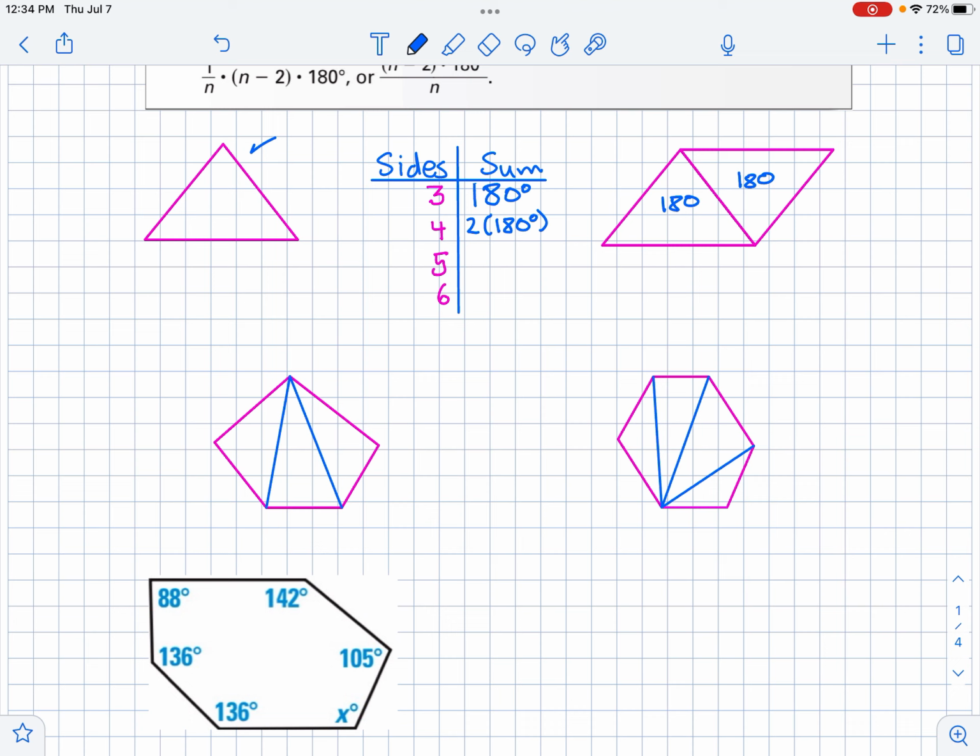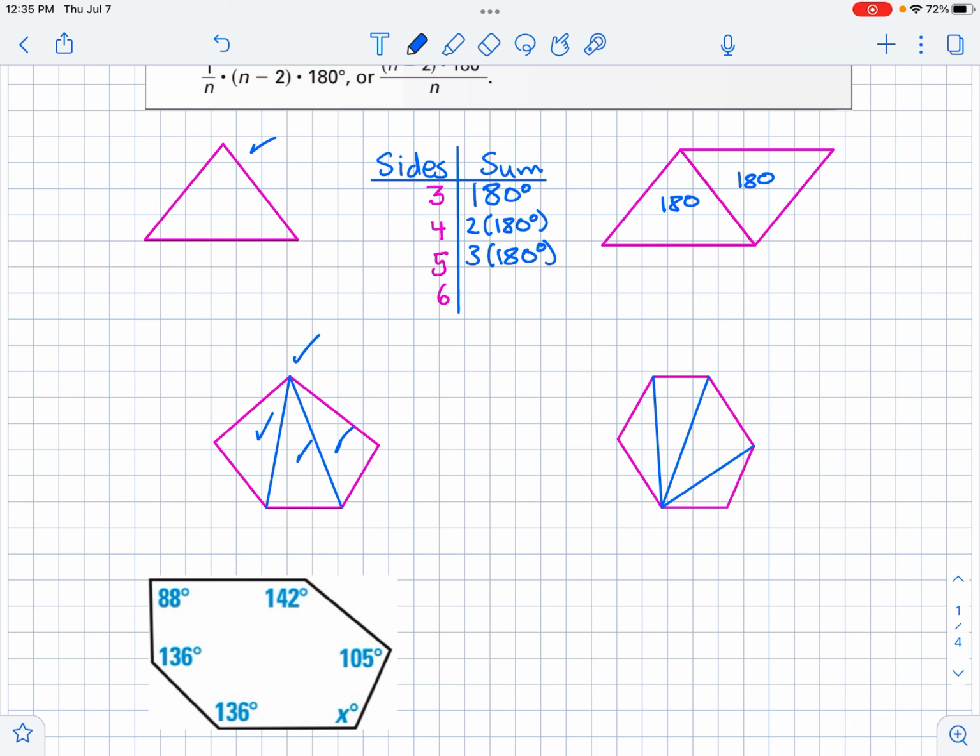Let's look at this next one, a pentagon. Okay, this one right here. Now notice what I've done is I've just connected some vertices and made 3 triangles. So notice here's 1, 2, 3 triangles. Each one of them has a total sum of measure of 180. So this pentagon here is 3 times 180.